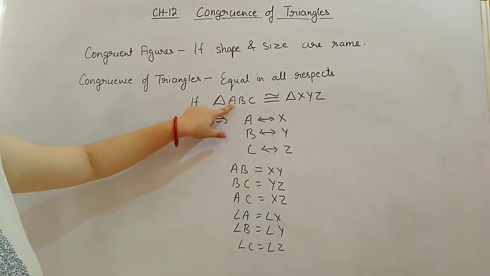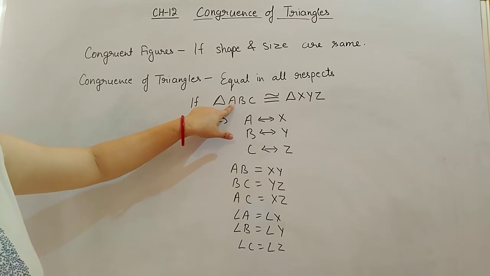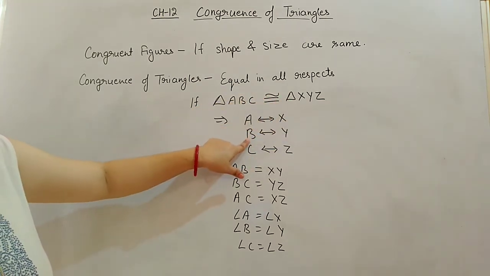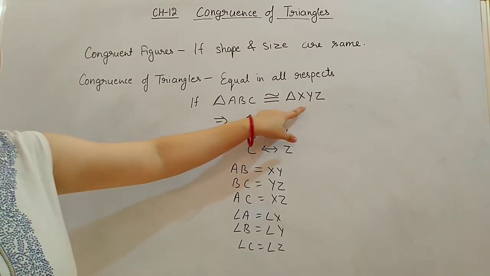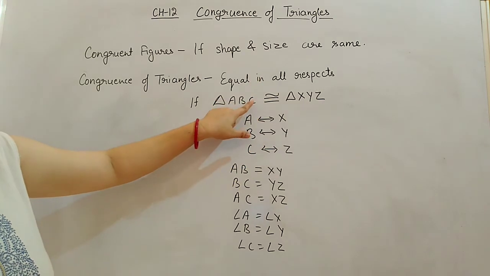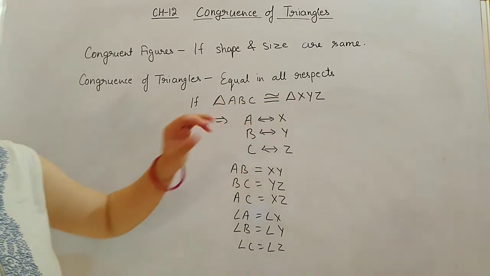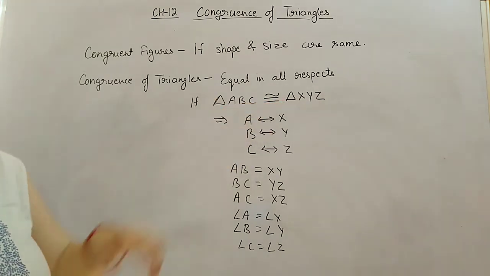So how to write? A is congruent to X. When we write A first here, the corresponding X will come first on the other side. B corresponds to Y. So here we have written B at the second place, and here also Y at the second place. And C is congruent to Z. So C and Z. In that order only we have to write ABC, XYZ.